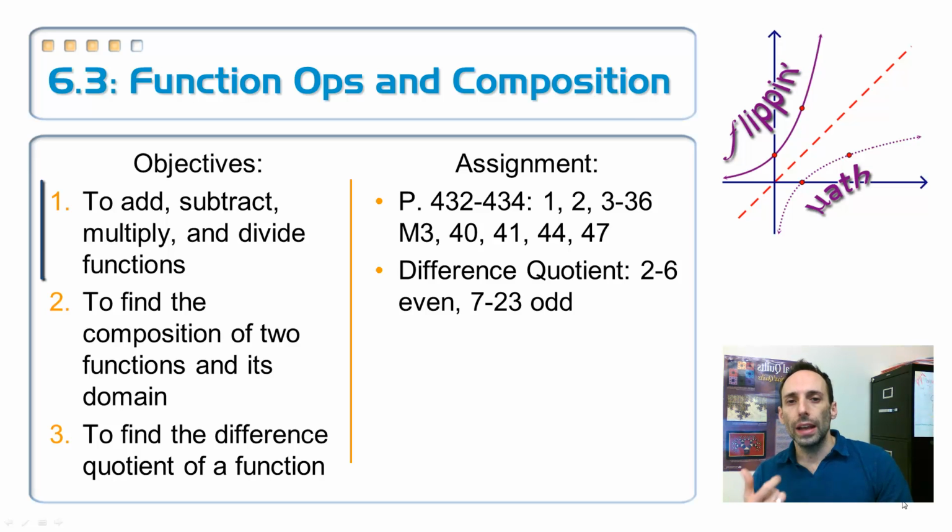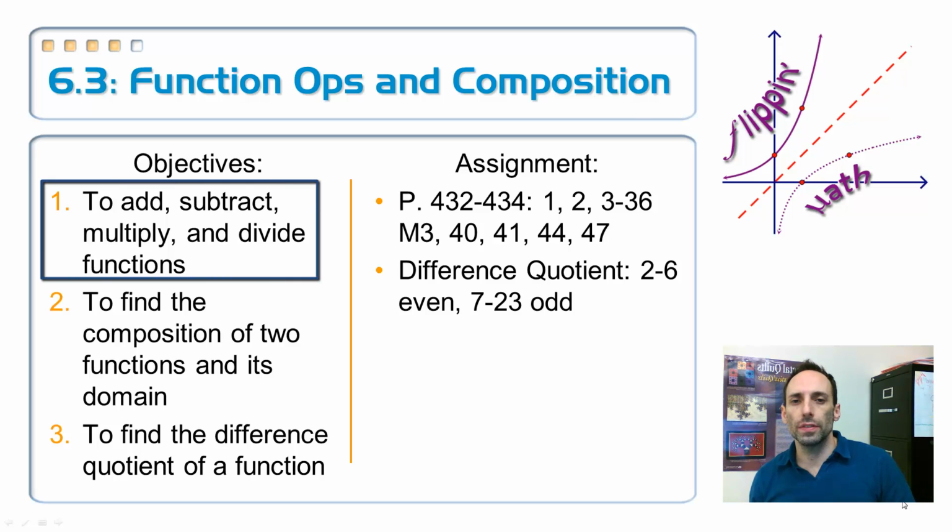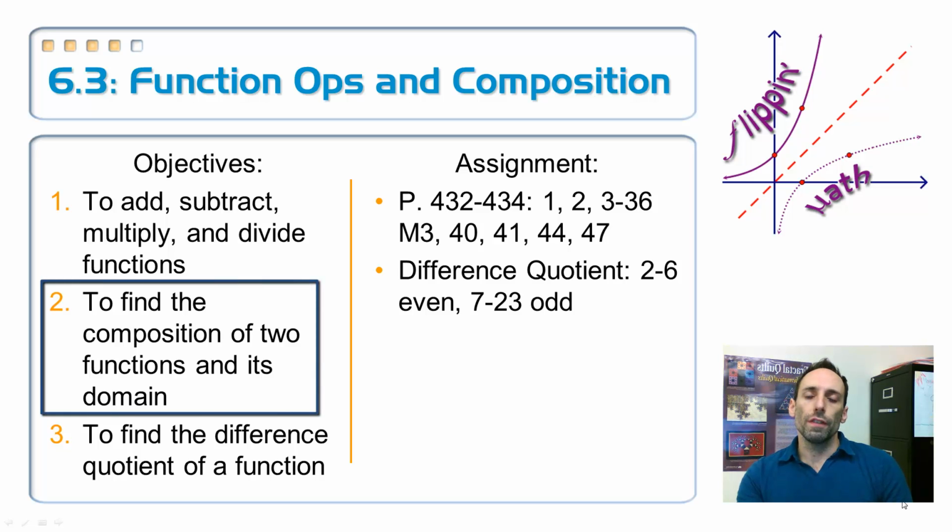First one, adding, subtracting, multiplying, and dividing functions. It's pretty simple. We've done things like that before with polynomials. With functions, it works practically the same way. Number two, we're going to find the composition of two or more functions. I think it's just going to be two functions. And then find its domain. That's the part that might be a little bit tricky.